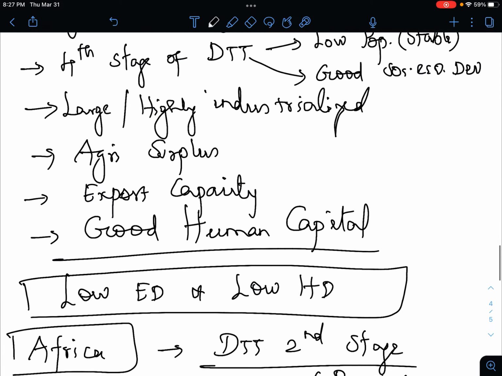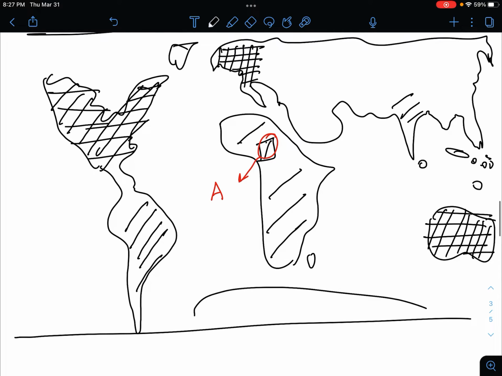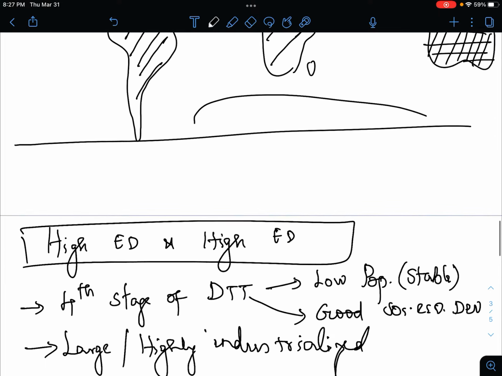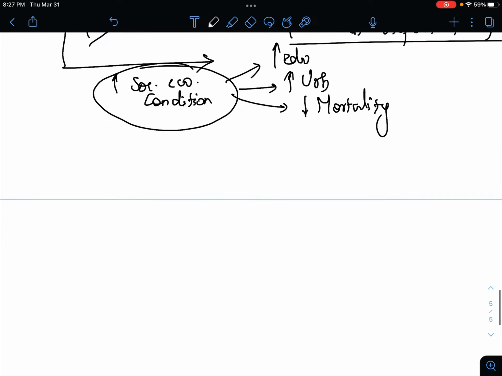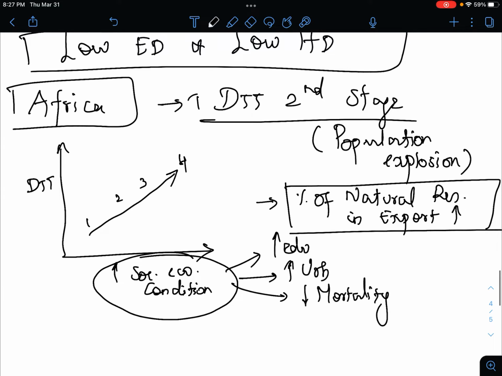Okay, and if you take these countries, Australia, Canada, USA, for all these countries, the percentage of natural resources in the export balance is very low. Okay, this is the second point. So this is the first point, this is the second point. The third point is, you can write it from the perspectives.